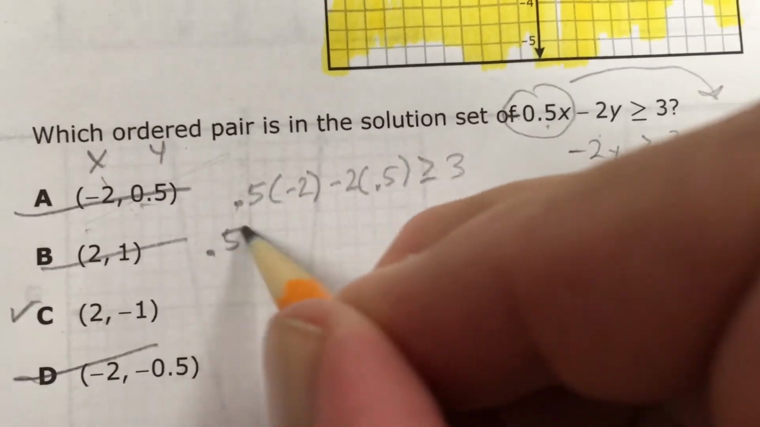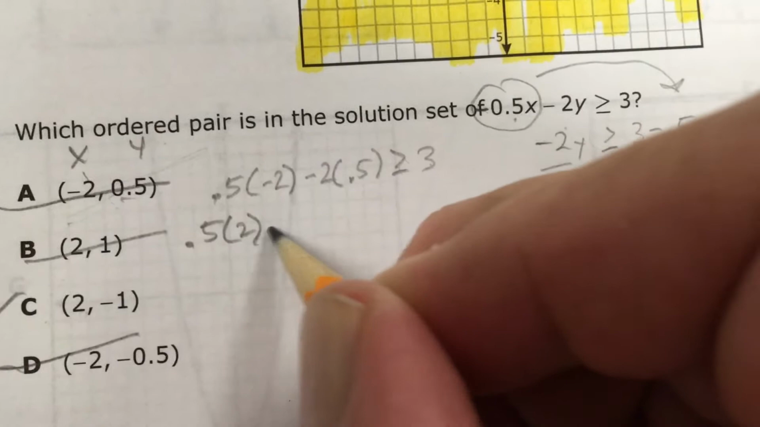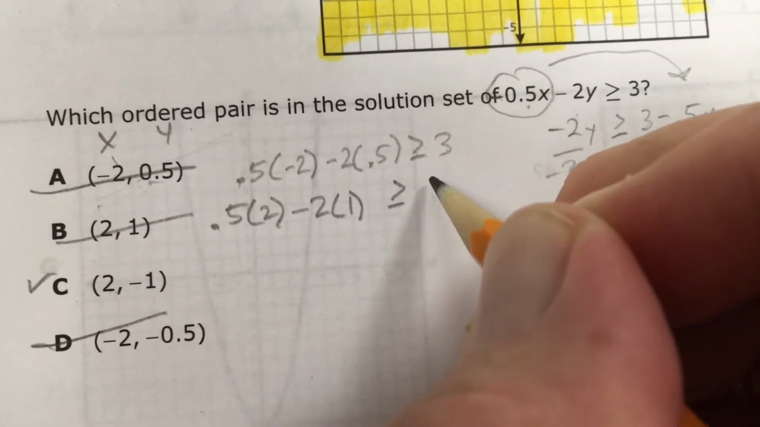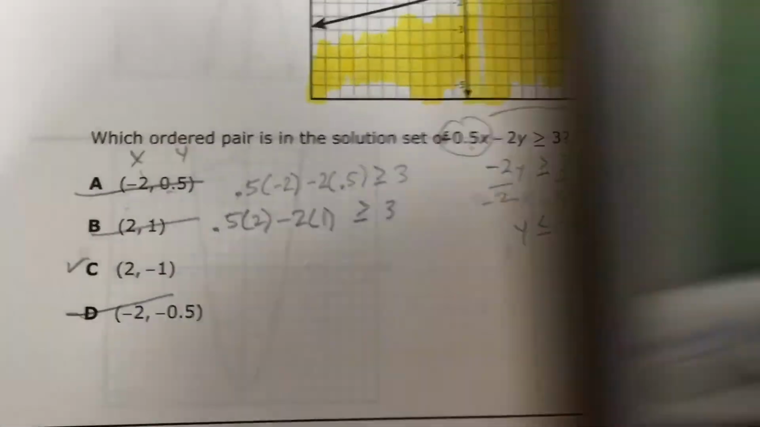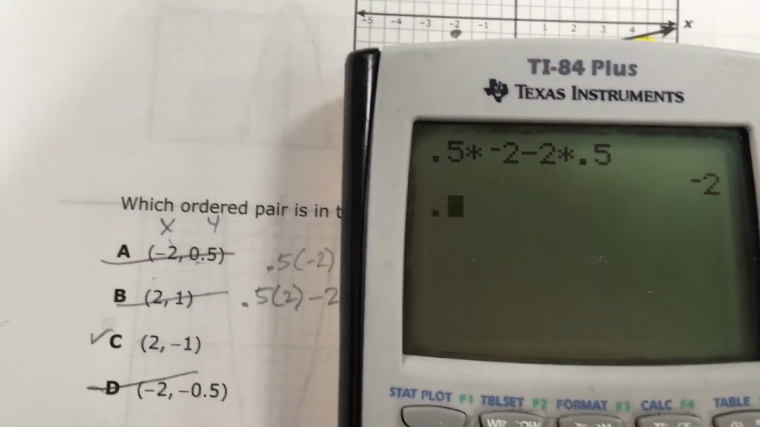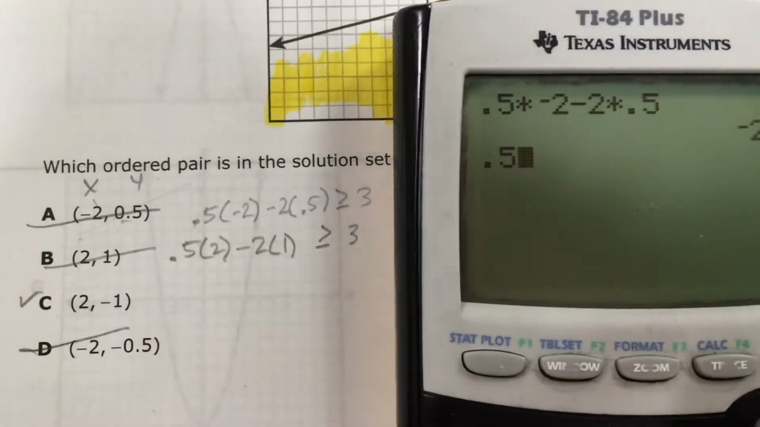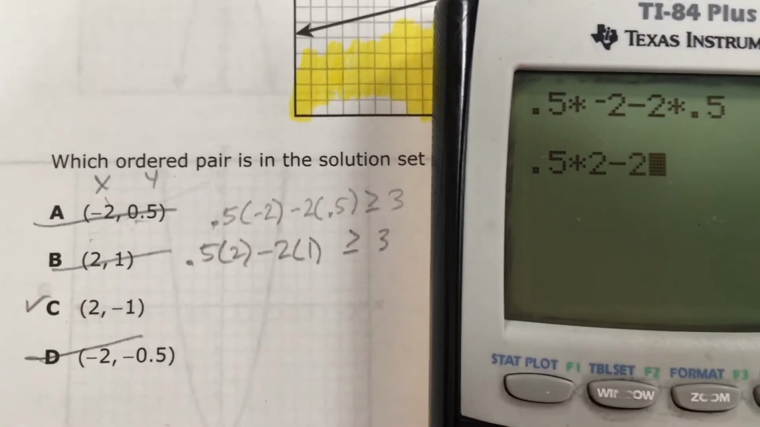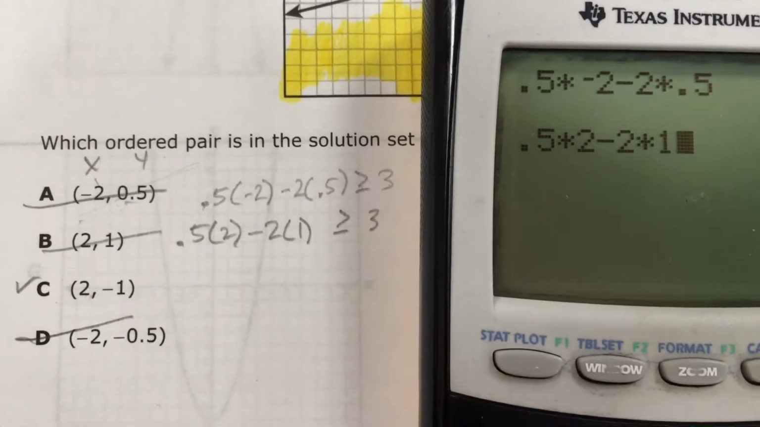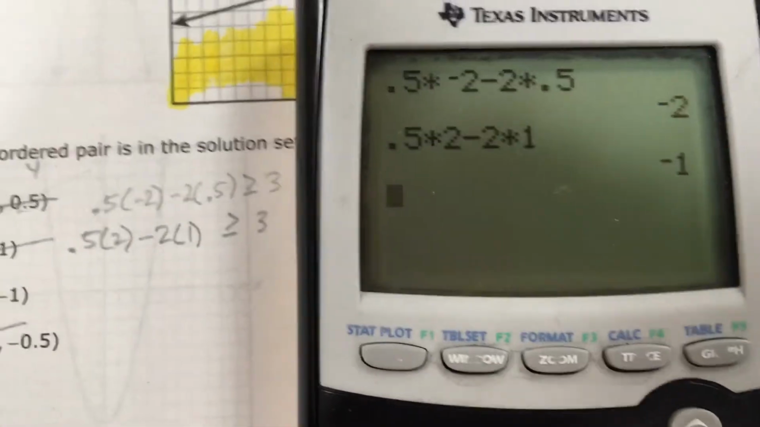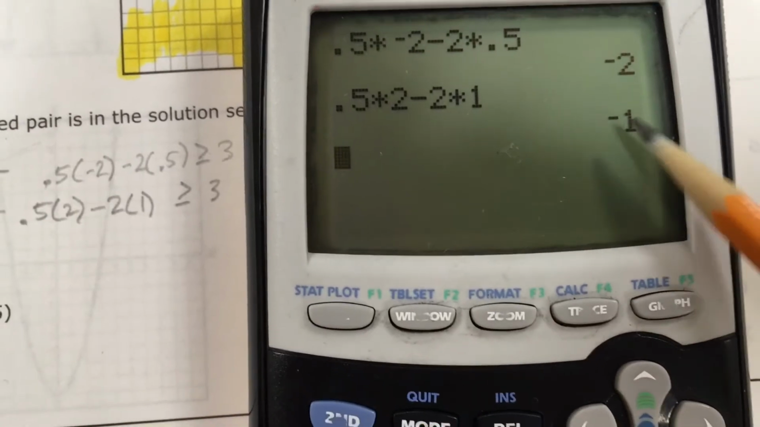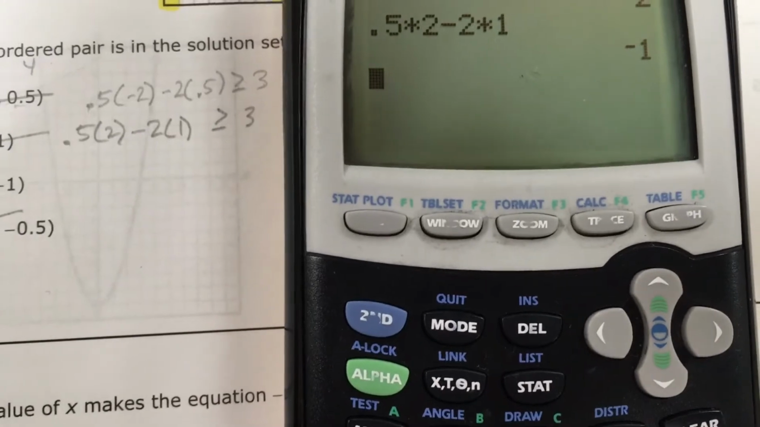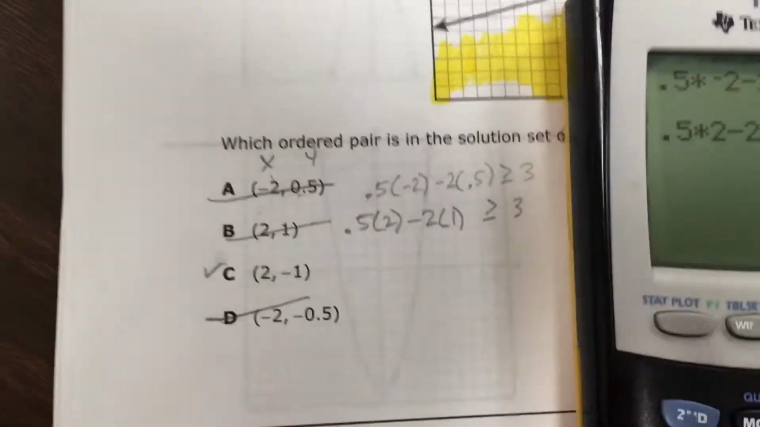I have 0.5 times x minus 2 times y, and I need this to be greater than or equal to 3. So 0.5 times 2 minus 2 times 1. Enter, and I get negative 1. Again, not bigger than or equal to positive 3. So that's not the right answer either.